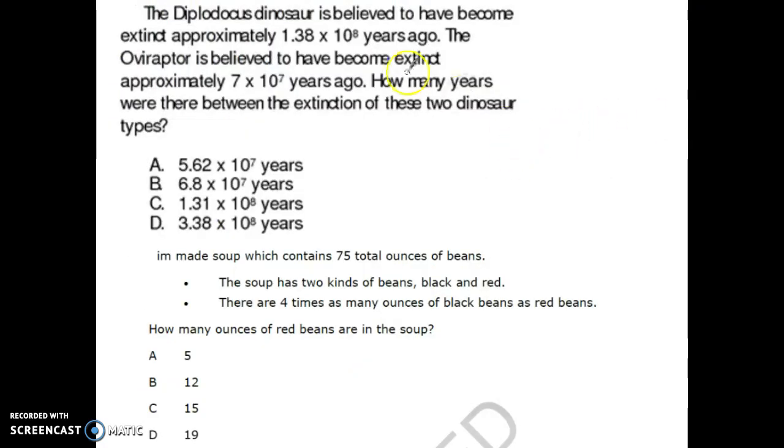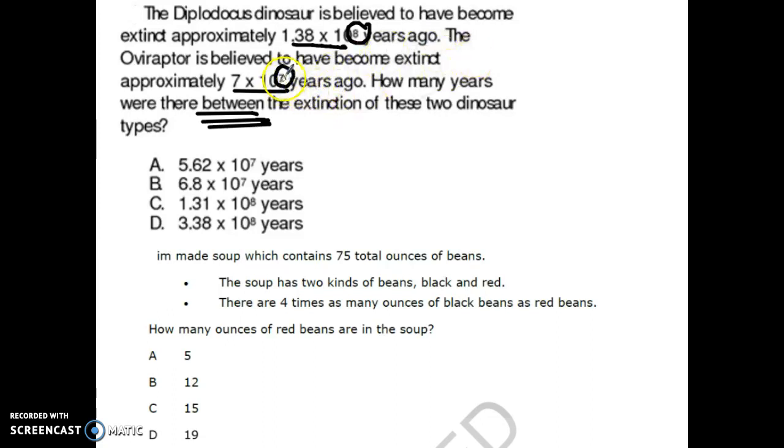All right. Whatever this dinosaur name is, it is believed to have become extinct approximately 1.38 times 10 to the eighth power years ago, and the other became extinct approximately 7.7 times 10 to the 7th years ago. How many years were there between the extinction of these two dinosaur types? Well, between means that I'm subtracting. So when you're subtracting, remember that the exponents have to be the same. Now you can expand all these out and then subtract the numbers, but I'm not going to do that since they're already in scientific notation.